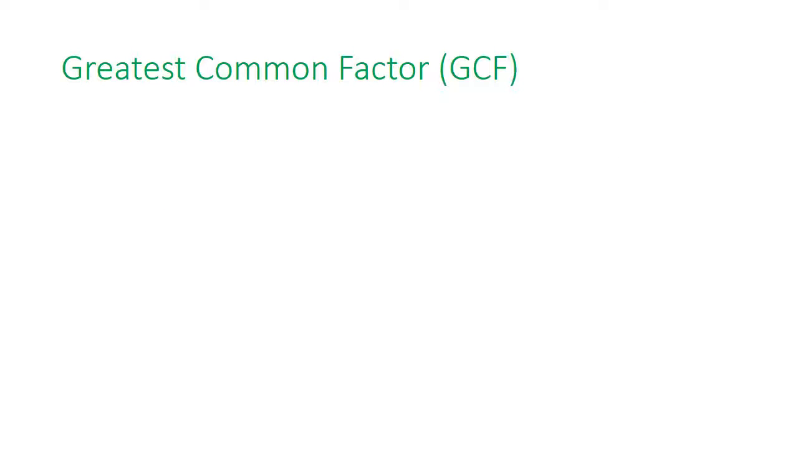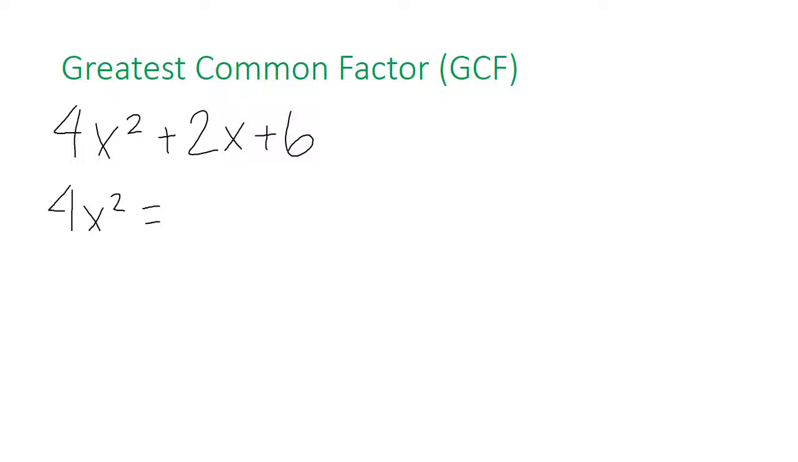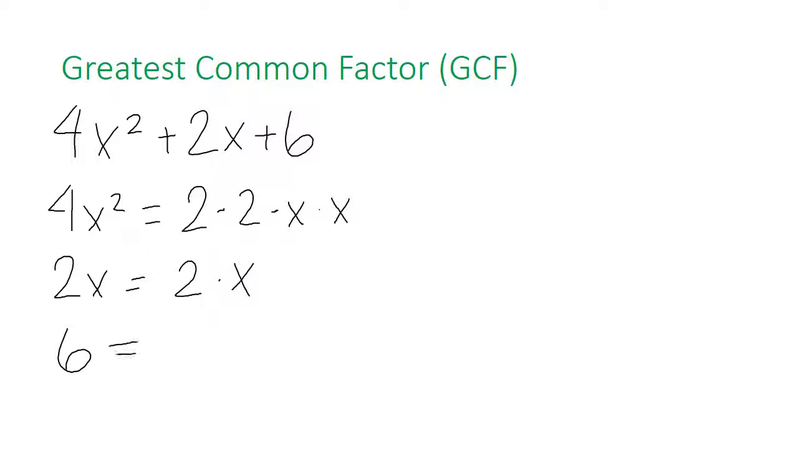Today we will start learning the greatest common factor, which is best known as the GCF. The example for today will be 4x squared plus 2x plus 6. In order to find the greatest common factor, we need to factor out each term. So 4x squared is equal to 2 times 2 times x times x. 2x is equal to 2 times x, and 6 is equal to 2 times 3.